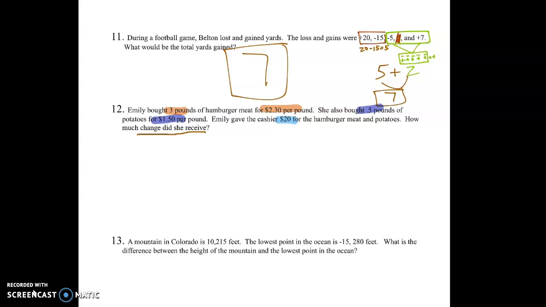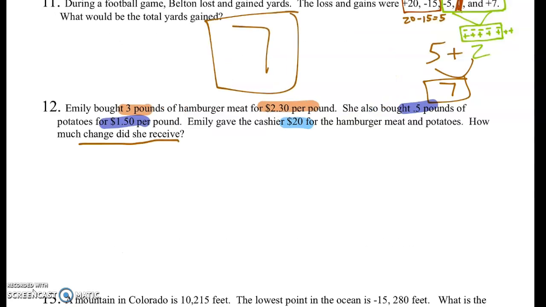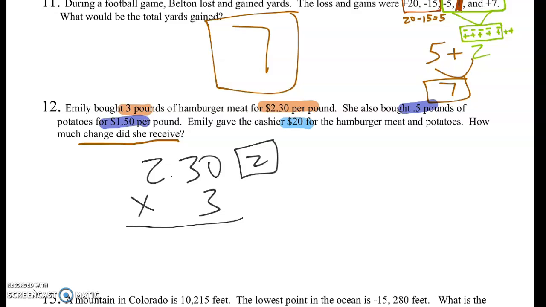Alright, let's do the hamburger meat first. $2.30 a pound at 3 pounds. I see 2 decimal places. 3 times 0 is 0. 3 times 3 is 9. And 3 times 2 is 6. Bring the decimal place in. Hamburger meat is $6.90.